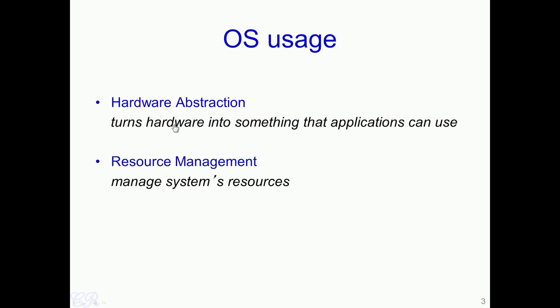To look at it broadly, the operating system is used for two things. It first provides hardware abstraction and second manages resources in the system. The hardware abstraction is used to turn the hardware into something that software applications can utilize easily, while resource management is required because of the limited resources present in the computer. We will look at these two uses of the operating system in more detail.